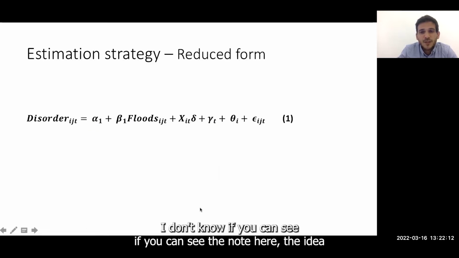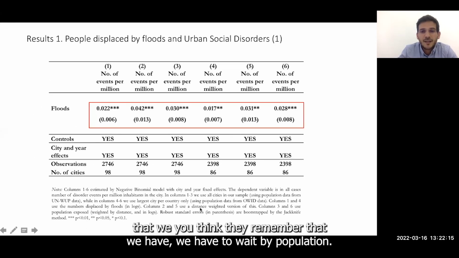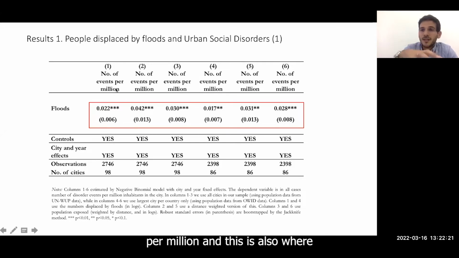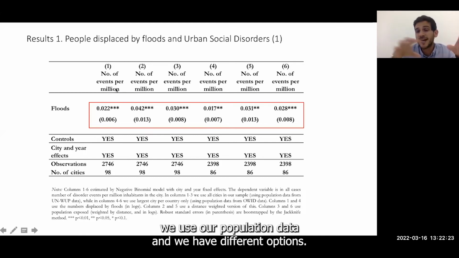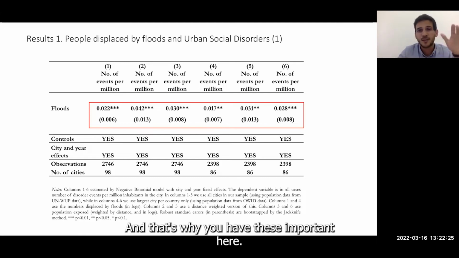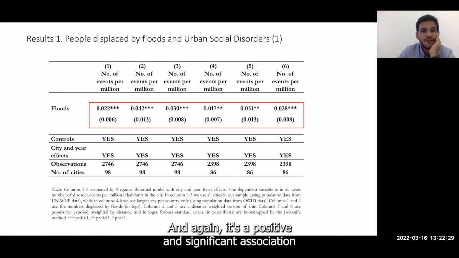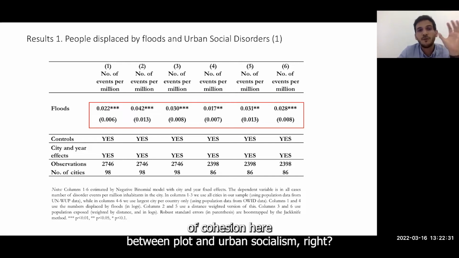I don't know if you can see the note here, the idea is that remember that we have to weight by population. So these are number of events per million, and this is also where we use our population data. And here we have different options, right? And that's why you have different columns here. In any case, a positive and significant coefficient between floods and urban social disorders, right?